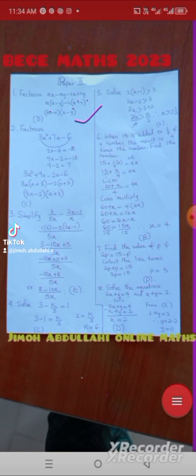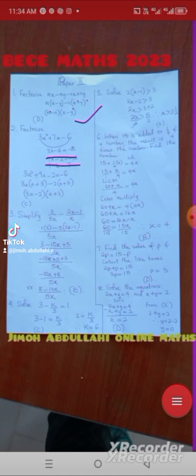Then the number 2, we have 3a squared plus 7a minus 6. So think of two numbers that when you multiply it will give you 18. That the first thing you multiply, that 3 times minus 6 will give us minus 18. Now think of two numbers that when you multiply you are going to get 18. But when you subtract one from the other you get 7. So that's 2 times 9. 2 times 9 will give us what? 18. Then 9 minus 2 will give us 7. So that means 9 times minus 2 will give us minus 18.